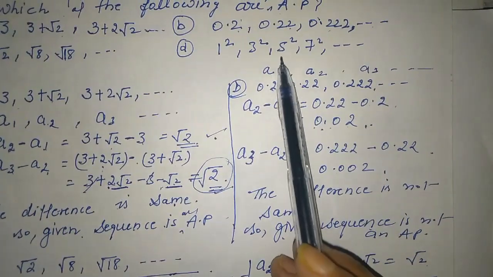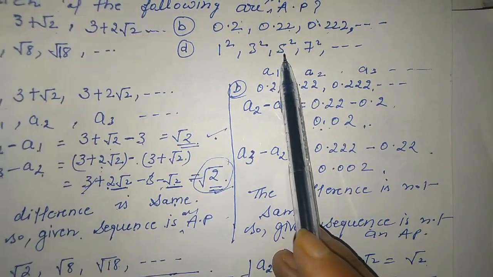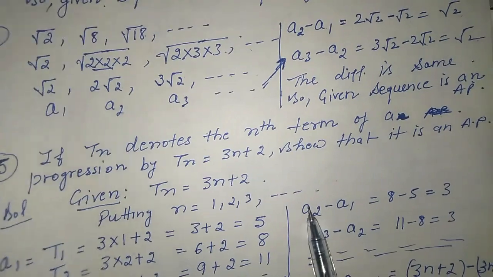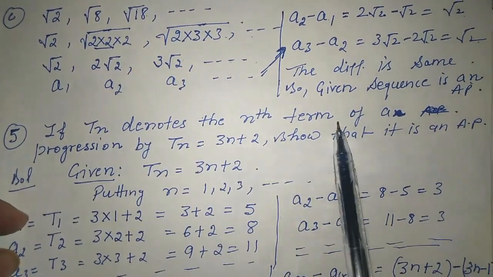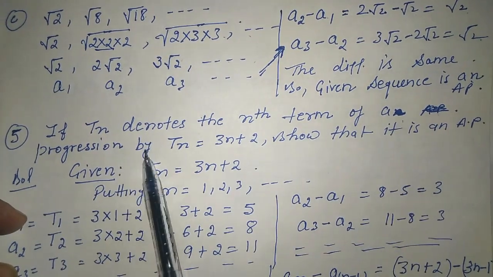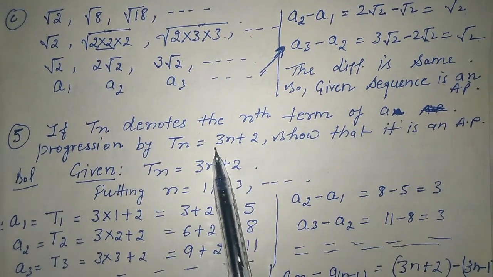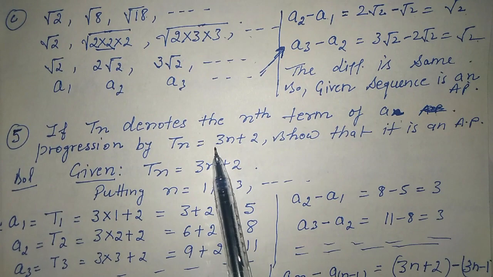This fourth part is for your practice. Now the next type of questions. If Tn denotes the nth term of a progression, we have just a progression, we don't know still this is an AP or not.